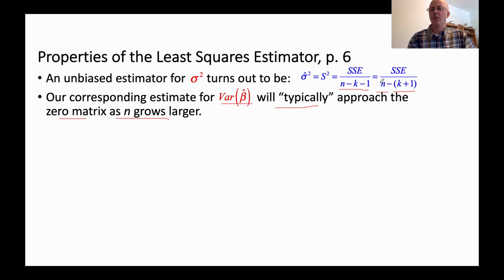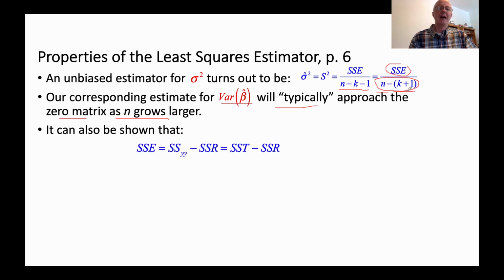Why do I say typically? Well, certainly you're dividing by something bigger and bigger as n gets larger here. But SSE is going to get bigger and bigger too. Does the bottom win out, so to speak, over the top, making this get smaller? It will typically, but I'm not going to verify that.